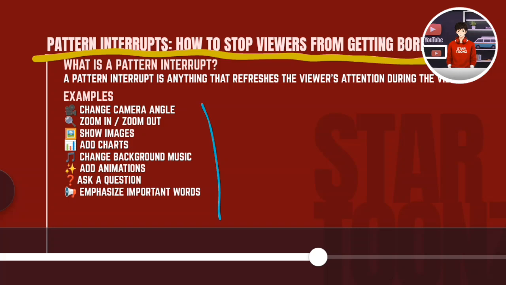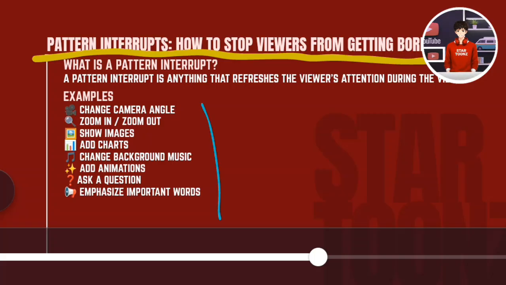However, don't overuse pattern interrupts. If something changes every single second, your video becomes distracting. The goal is balance. Most professional editors introduce some kind of visual or audio change every 5 to 15 seconds. This keeps the video feeling alive without overwhelming the viewer.